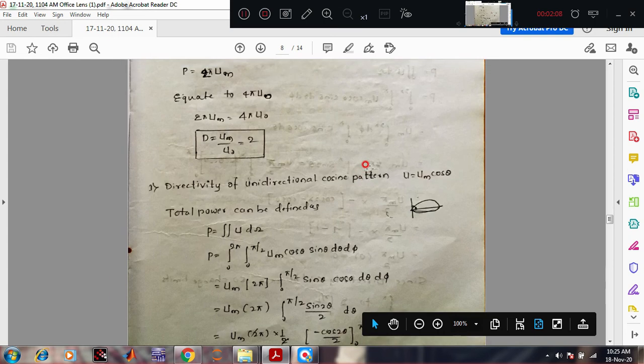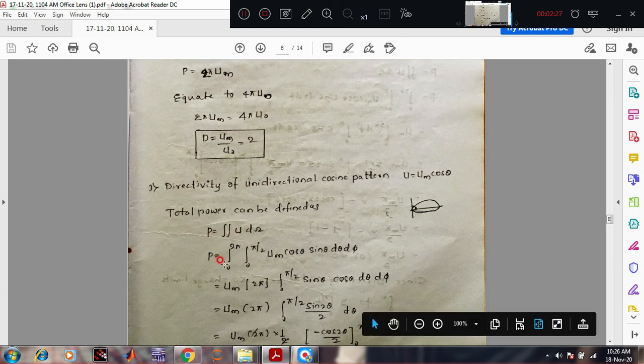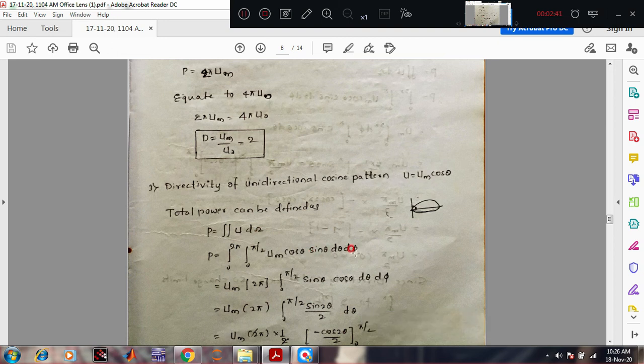Next problem statement is to find the directivity of a unidirectional cosine pattern, U equal to Um cos theta. Now the total power radiated can be defined as P equal to the double integral of U d omega, right? So P is equal to the double integration from 0 to 2 pi and 0 to pi by 2 of Um cos theta, which is the radiation intensity given, and d omega can be written as sin theta d theta d phi.